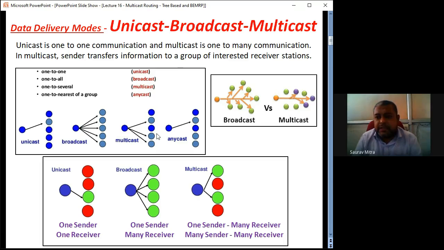This is a diagram from yesterday. We know what is meant by unicast, broadcast, and multicast. So this below diagram is very important. Unicast means one sender to one receiver. Broadcast means one sender to many receivers. Multicast means one sender to many receivers or many senders to many receivers. In today's case, the BEMRP algorithm, which is very important for today, we will mainly be doing the many sender to many receiver case.